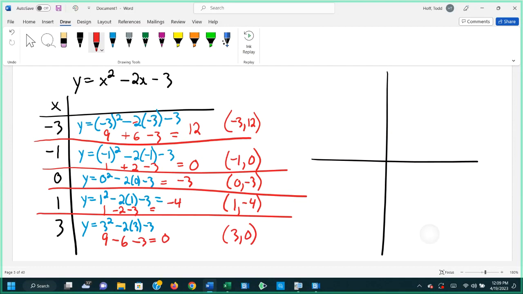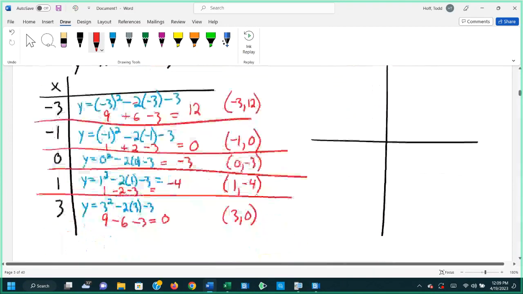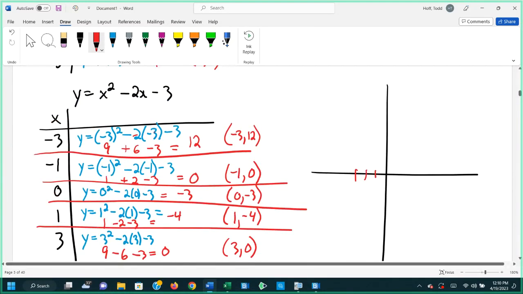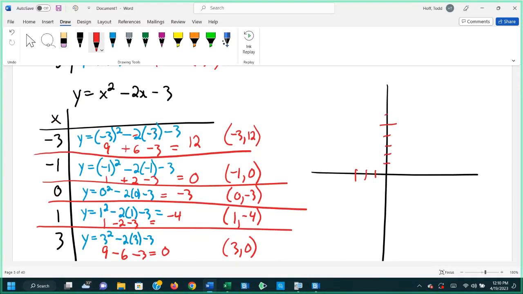So let's plot points over here. So negative 3, 12. Well, here's one where a point really is off the graph. I will put a point up there, but it's kind of approximate because it is off of our graph at that point. Negative 1, 0, that's right there. 0, negative 3, that'd be right there. 1, negative 4 is going to be right there. 3, 0 is going to be right there. Well, that is enough to tell us that this is not a line for sure, but we're not really certain what shape it looks like.